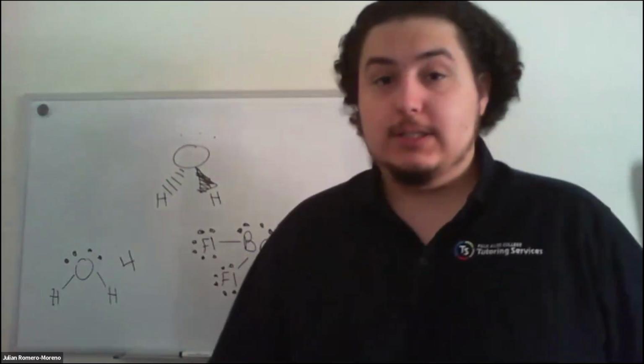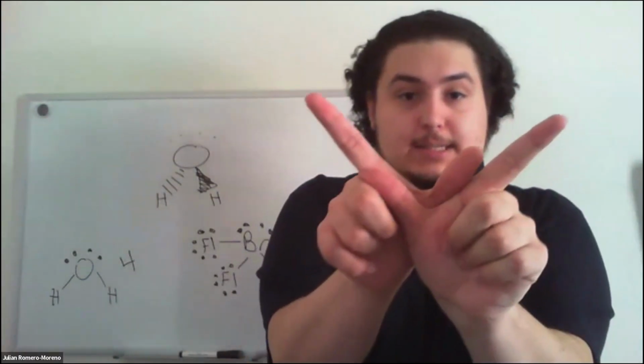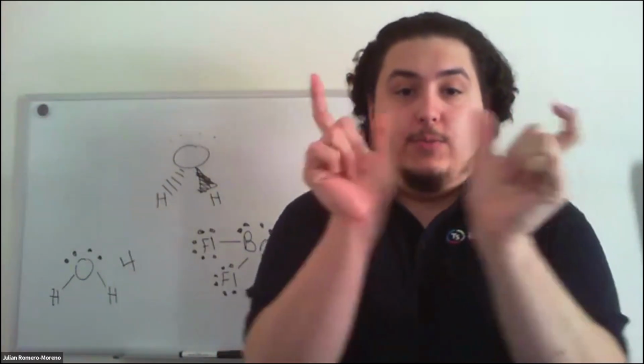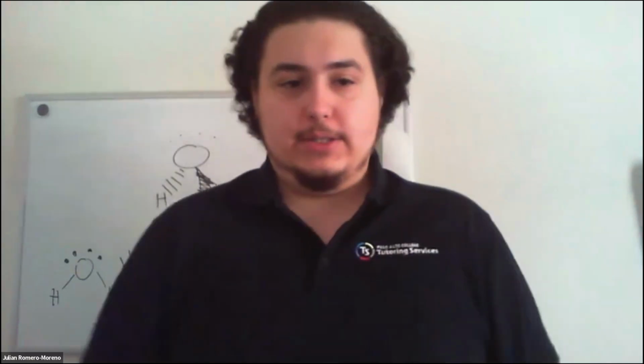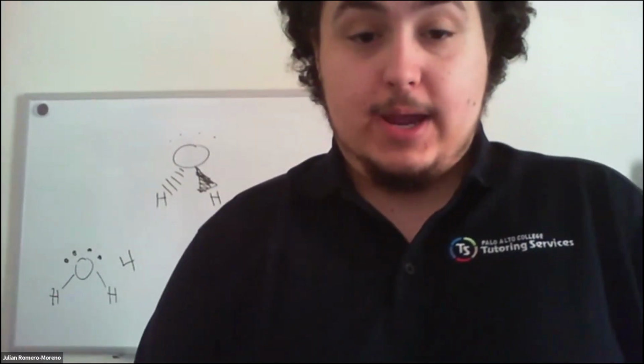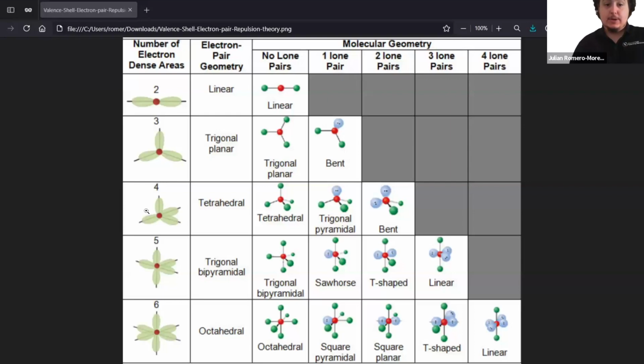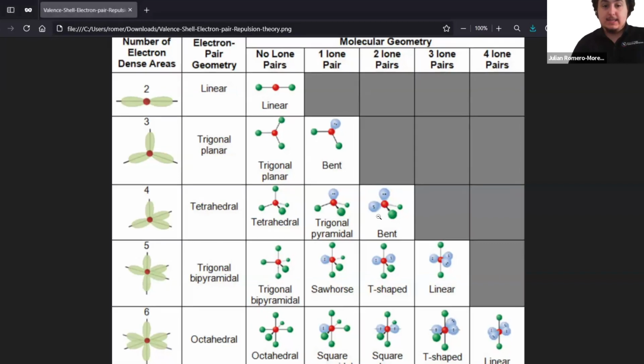So it would look something like this, where this area right here would represent the lone pairs and these would be the 2 H's. And if we look at our graph, we will see that. So I'll go back to here. If we look at a total steric number of 4, but with 2 lone pairs, that gives us a bent molecular geometry.